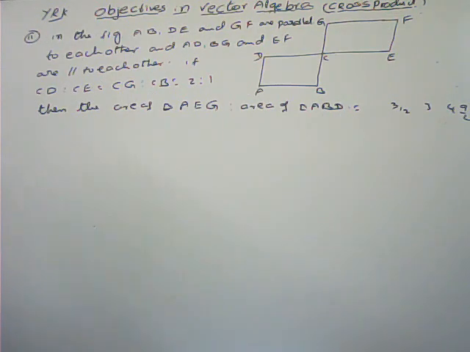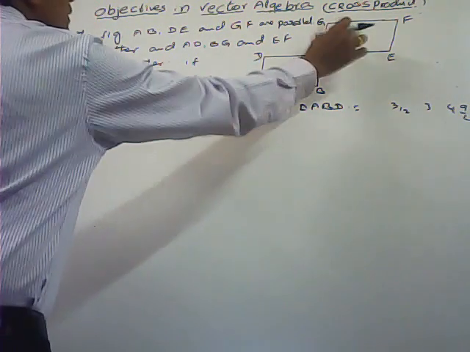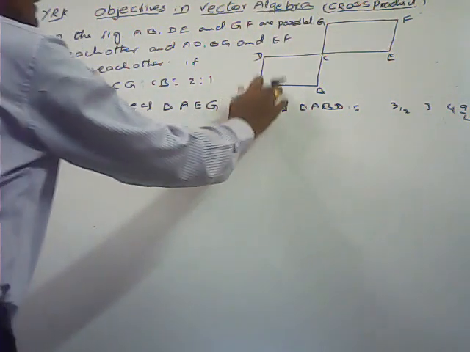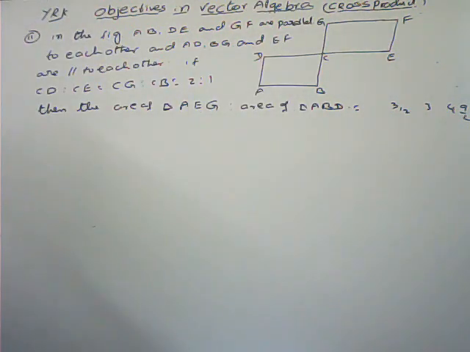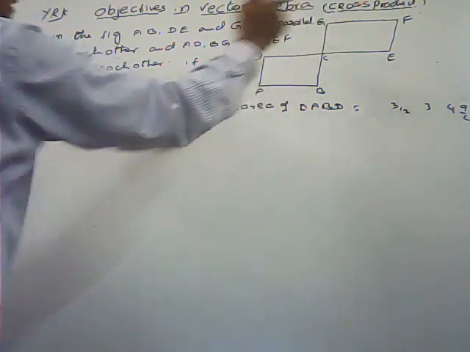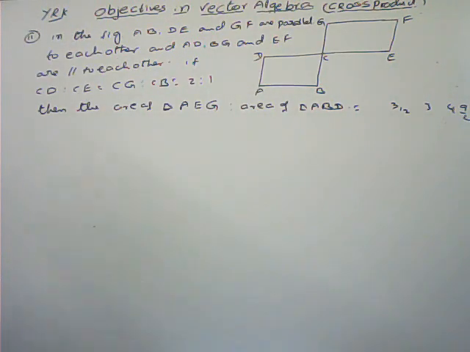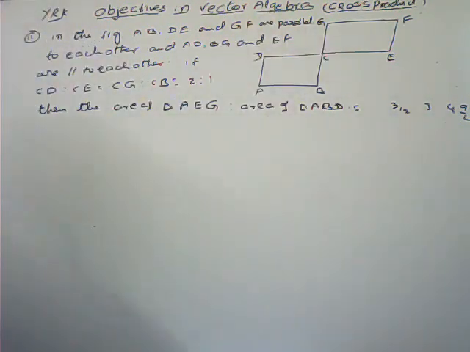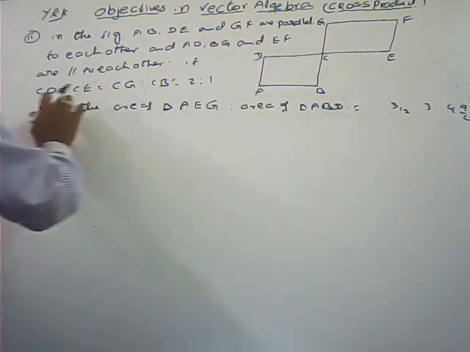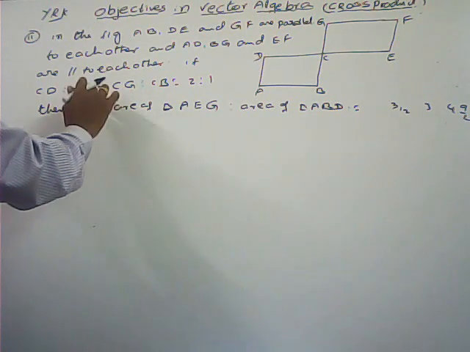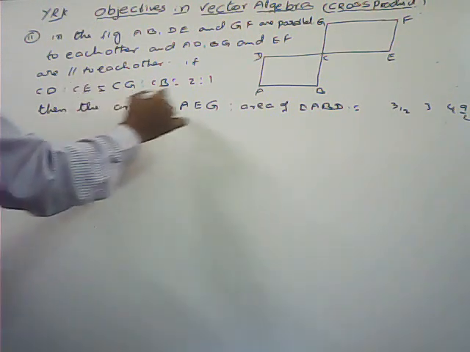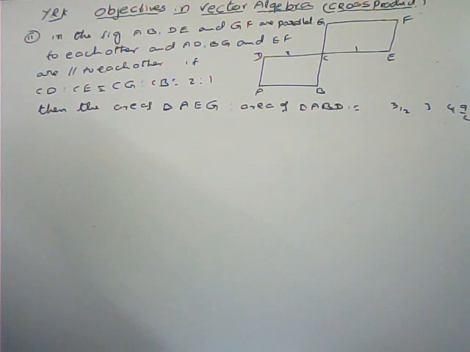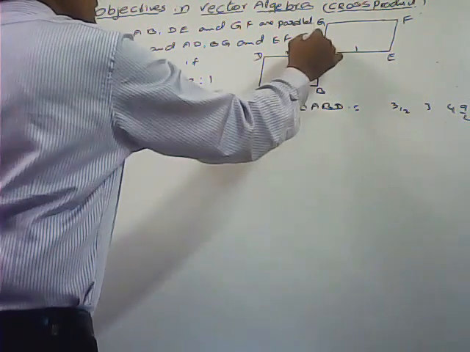Next one, in the figure, two rectangles are given. Here AB, DE, GF are parallel to each other, and AD, BG, EF are also parallel to each other. If CD is to CE is equal to 2 is to 1, so here I have to draw the bigger one. CD is to CE is equal to CG is to CB, this is also 2 is to 1.